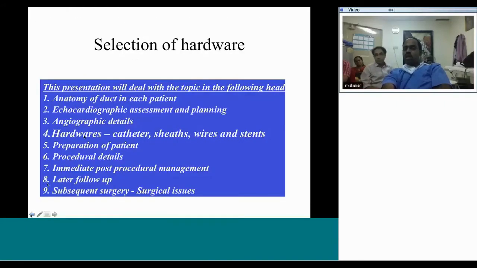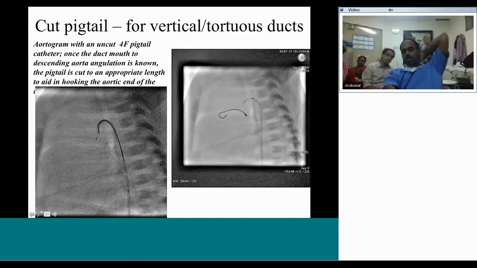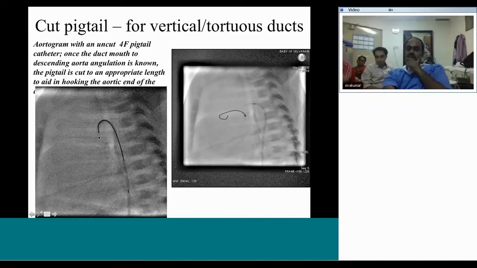The next step will be hardware that is needed. What catheter, what sheath, what wire, what stent. Most of the time, for crossing the PDA, you need a cut pigtail catheter. I'm talking about new ones. So a cut pigtail catheter. The entire pigtail will be there, you cut it off so that you make it like a hockey stick. And then you make the hockey stick face the ductal mouth, because most of the ductus are vertical PDAs.